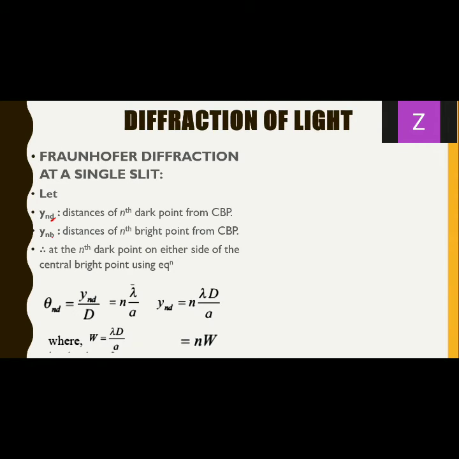So at nth dark point on either side of the CBP, we have already seen that the diffraction pattern is alternate dark and bright bands or alternate dark and bright fringes. So it can be used that sine theta is equal to n lambda. Okay.